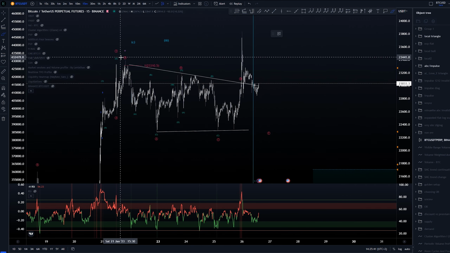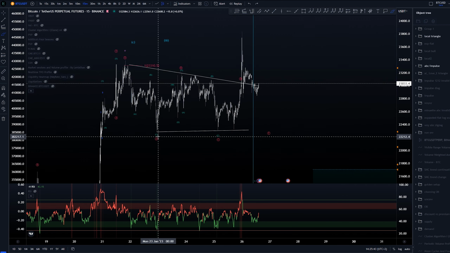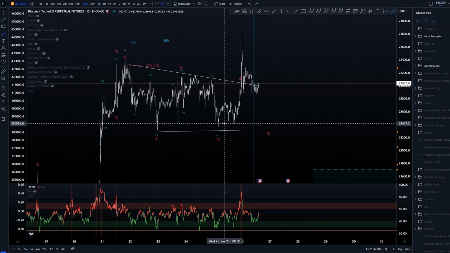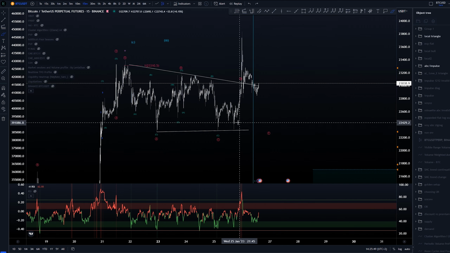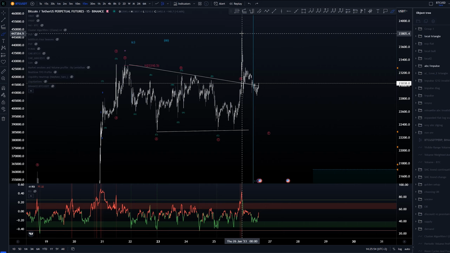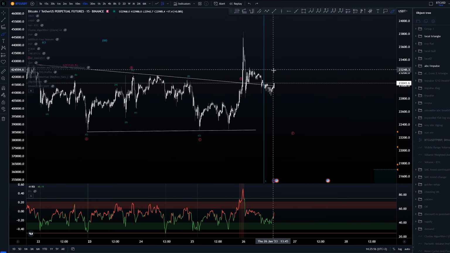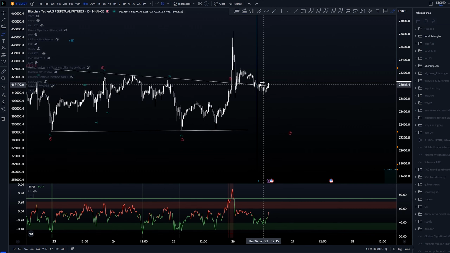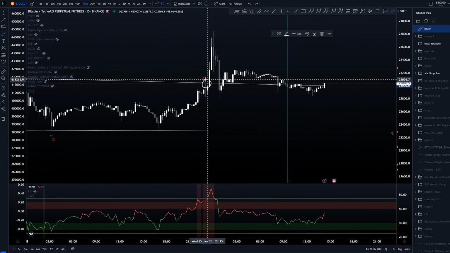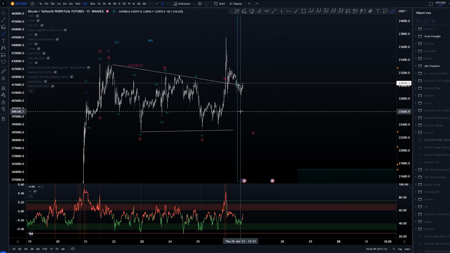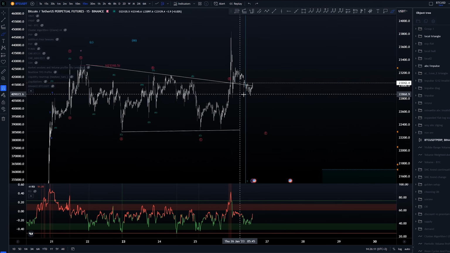Now, this was the setup where we had this A, B, C. I was looking for a long setup here. I took that long here upwards. I did not exit it here because it was too late for me. The expectation, of course, was that we were going to be getting a D wave, a rejection there. We had a rejection here, but we did not hold that, and we just went through the trend line that we had, and a massive, I don't know, maybe that is a short squeeze of some sort.